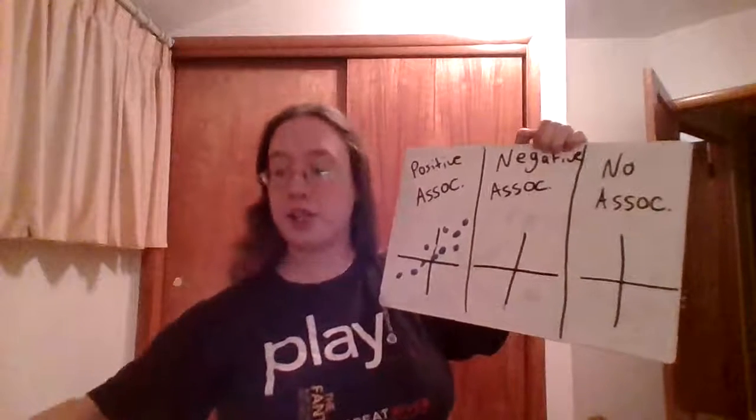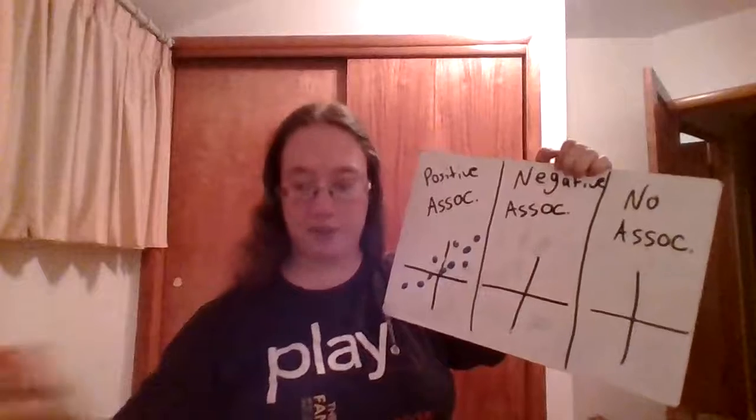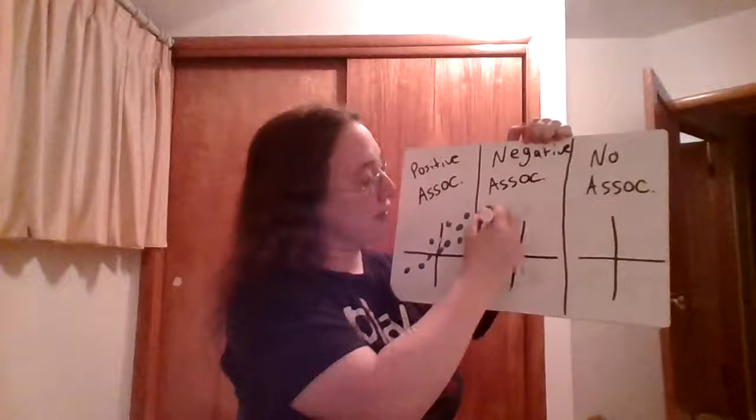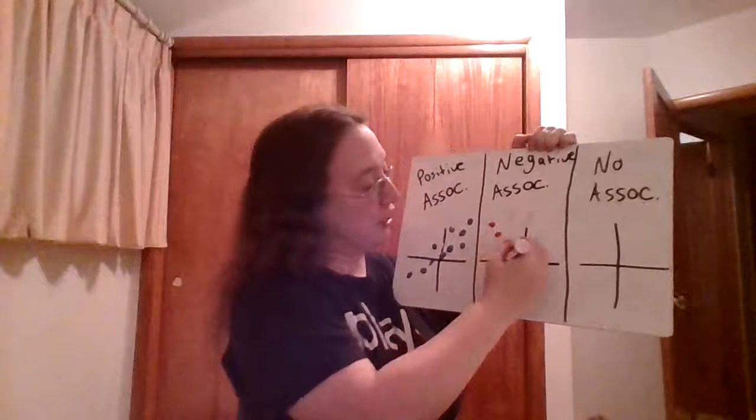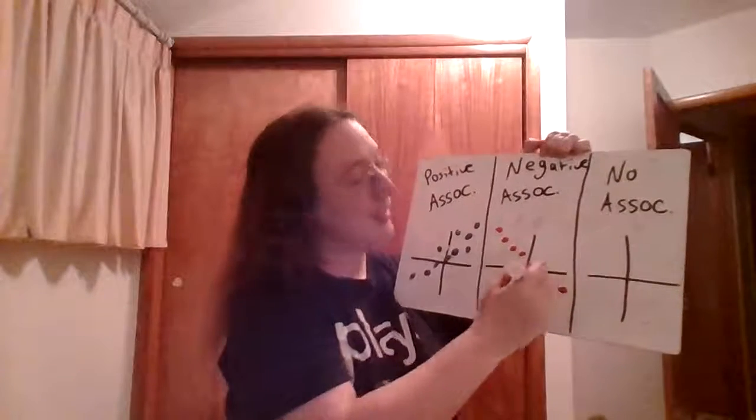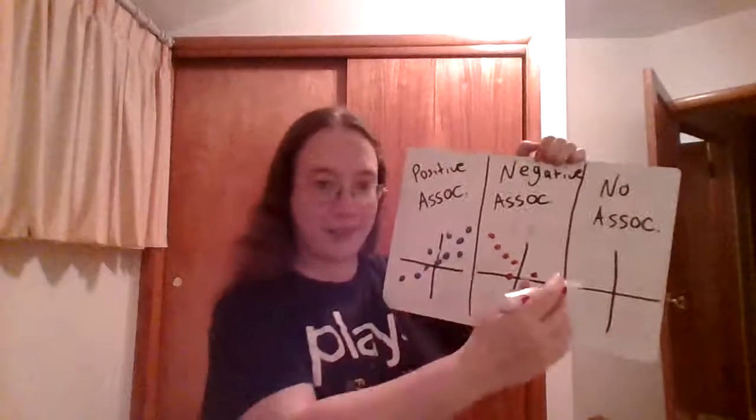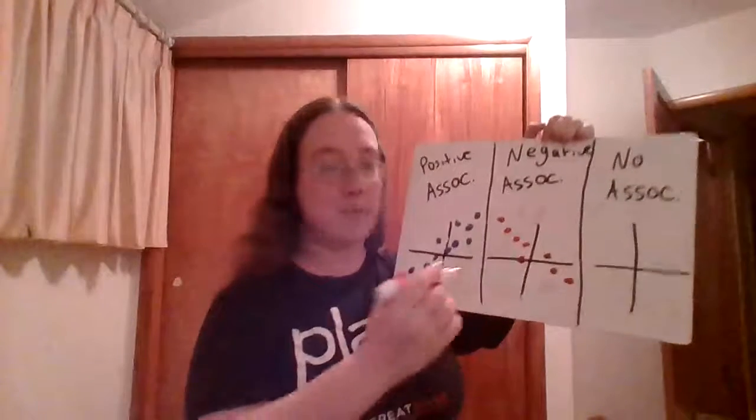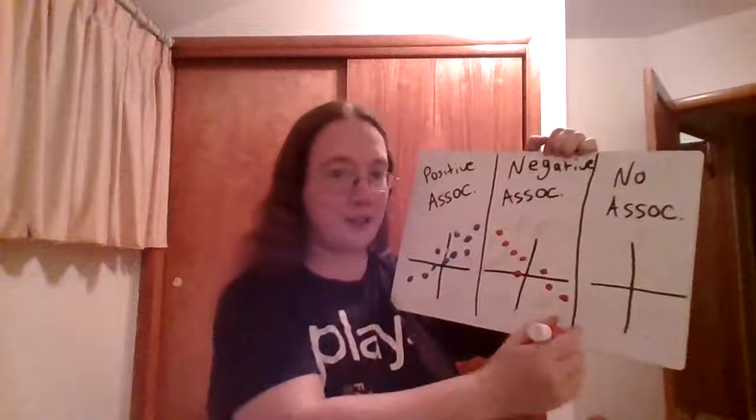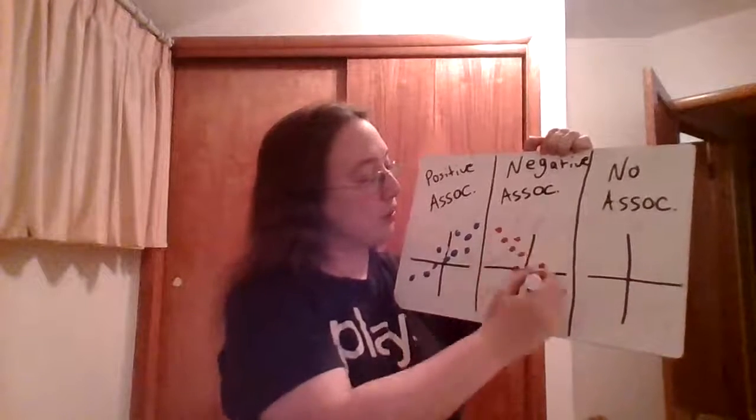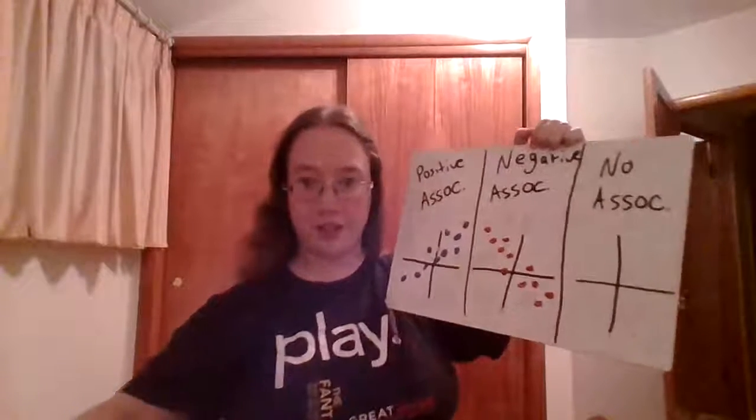Okay, negative association is exactly the opposite of that. So instead of going up, our points are going down. Again, more or less. So we have some dots going in a general this way direction. And again, you might have individual places where it looks like it's going up. Like if I'm going from this dot to this dot, yeah, that's going up. But in general, our graph is trending down. So we're going in a general downwards direction.